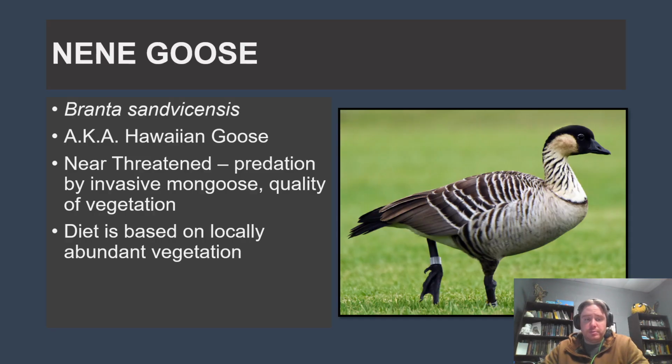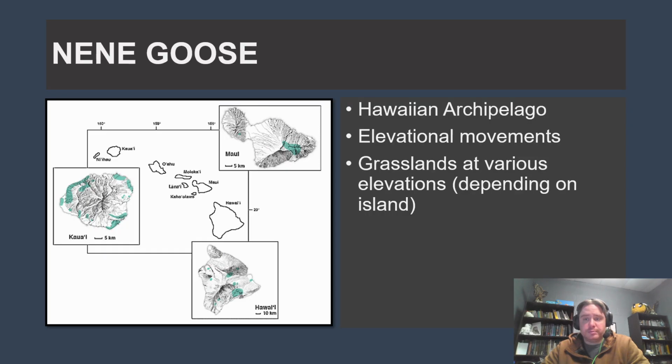The diet is vegetation based, but it changes a lot on the different Hawaiian islands based on what vegetation is locally abundant. So it shifts in different habitats that you find these guys in. And so again, they're in the Hawaiian archipelago. They move elevationally, so they're non-migratory, but they do have an elevational shift. And they live in grasslands at various elevations, and there's a lot of difference at what elevations they live in. It really depends on the island, so there's a lot of difference between islands.